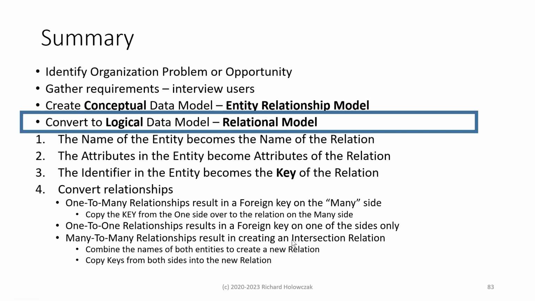Okay, in summary, I think we got all of the right steps. We're converting our conceptual model to our logical model. Our entity relationship diagram becomes our relational model. We've got these 4 steps. Usually the first 3 are pretty straightforward. The 4th step of converting relationships is where we have to really pay attention. And then we have a handful of special cases where we just need to be careful with how we treat the foreign keys.